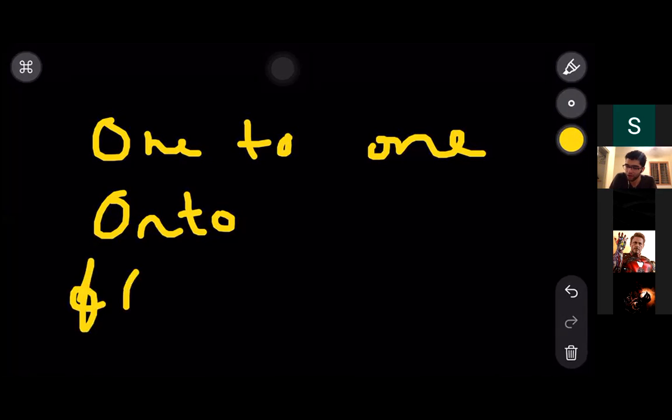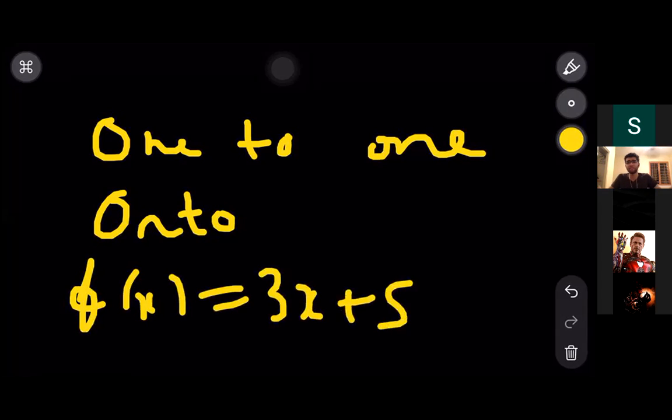So the example for one-to-one is this function f of x equals 3x plus 5, because you will not have two different answers being sent to the same number. If you think there are two answers which are going to the same number, they happen to be the same number, basically. So we tried f of x equals f of y, and then we did some math and we found out that x is equal to y.